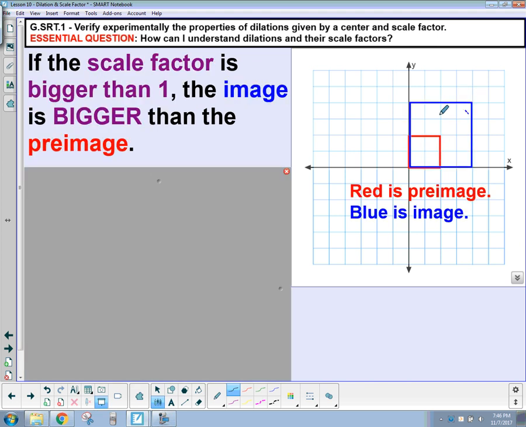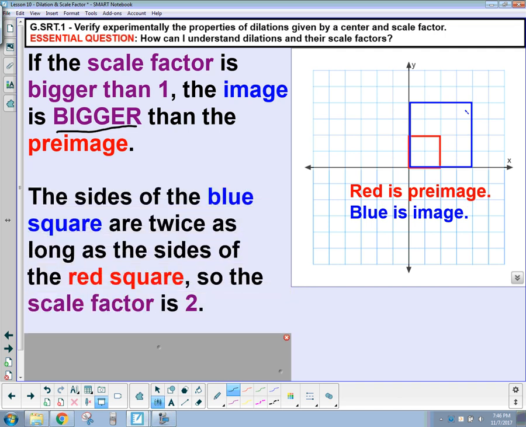So, if the scale factor is bigger than 1, the image is bigger than its preimage. As you can see, red is the preimage, blue is the image. The sides of the blue square are twice as long as the sides of the red square. So the scale factor is 2. And again, if we were just counting the top here, 1, 2, 1, 2, 3, 4, scaled up by 2 times 2. Okay? And that applies to all the sides.